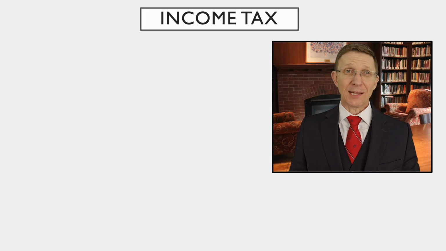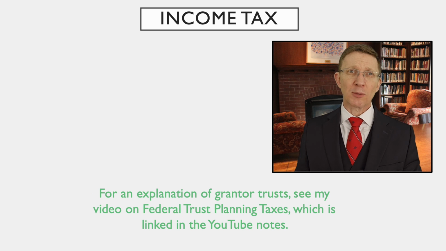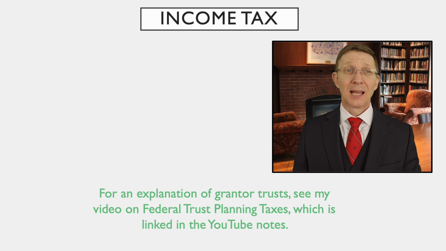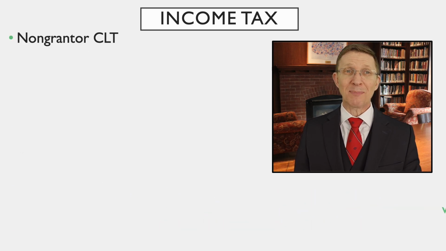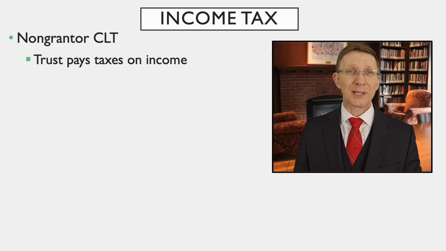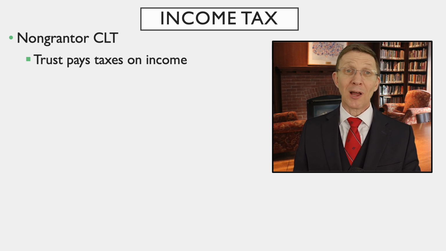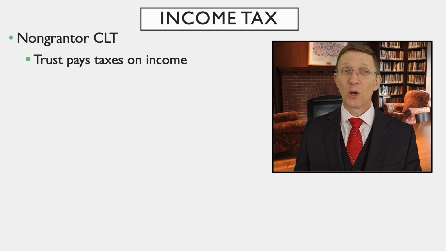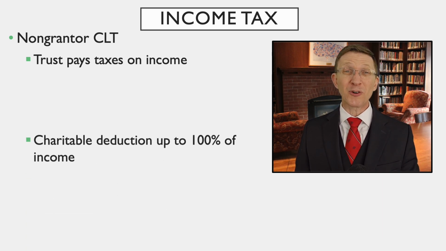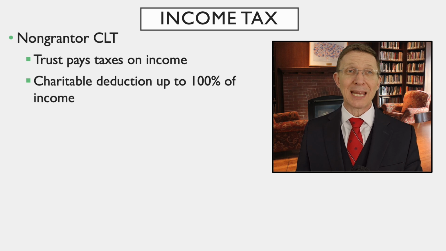The income tax consequences of a CLT depend on whether it is a grantor trust for income tax purposes. Unlike a charitable remainder trust, a charitable lead trust is not exempt from income tax. A non-grantor CLT pays taxes on its income. Normally, this is not a good result because trusts pay income taxes at high rates. However, a non-grantor CLT can deduct distributions of income to charity without any income limitation. In other words, a CLT can deduct up to 100% of its income, thereby eliminating the income tax.